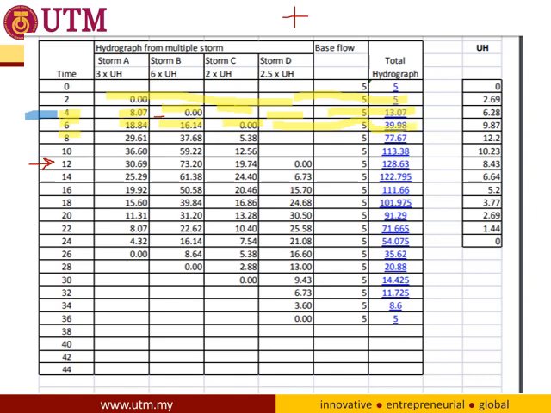At 8 hour, storm A has some contribution, storm B has some contribution, storm C has some contribution, base flow, and the total hydrograph. So see, this is the arrangement, the calculation on how you get the total hydrograph. So you do it all until the last hour that has some data. Okay, so in the end you get the total hydrograph.